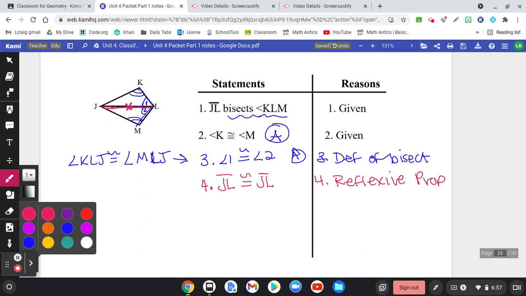You use it all the time. So now we have our angle, angle, side. So we can say triangle JKL is congruent to triangle JML, and it was by angle, angle, side, being congruent to angle, angle, side. Okay.